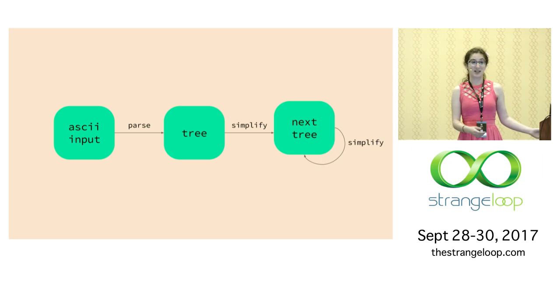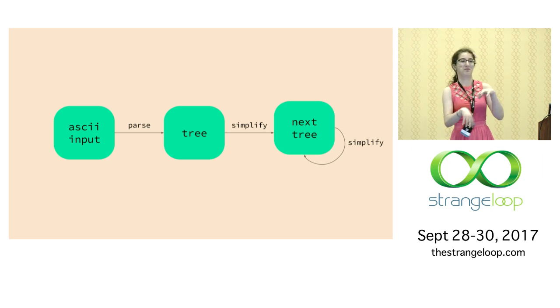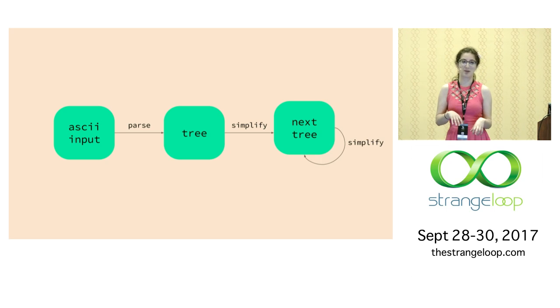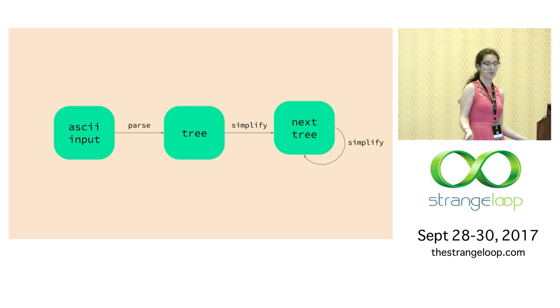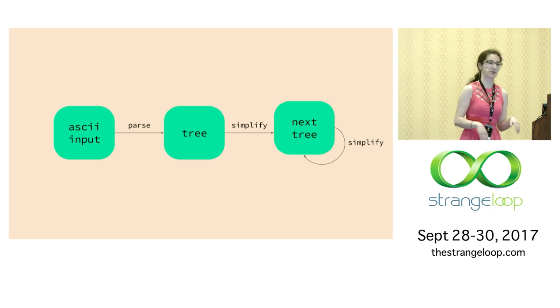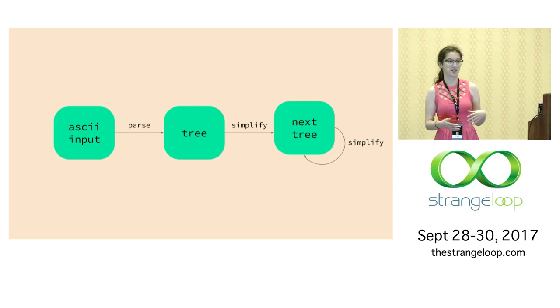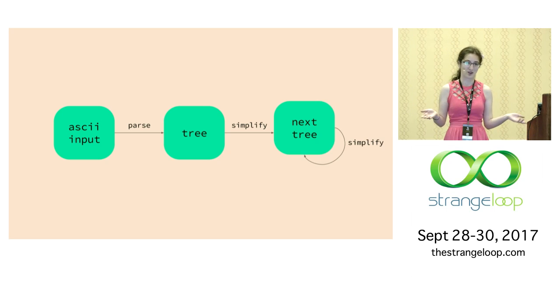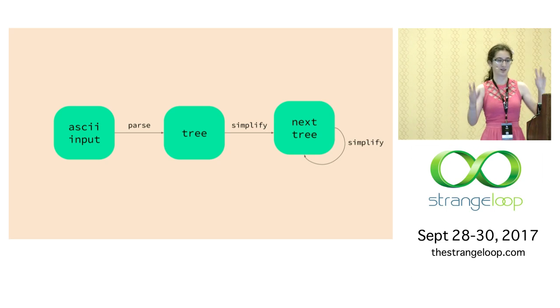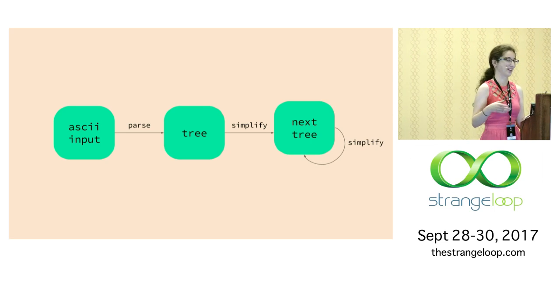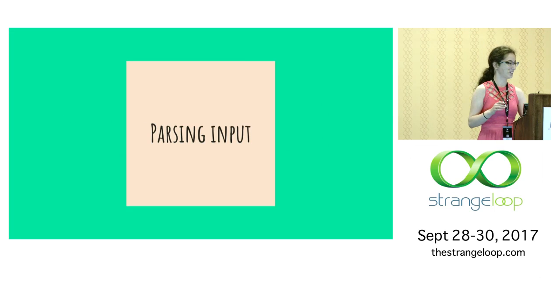So the input is ASCII math, just letters and numbers and symbols that you can type out on the keyboard. That's parsed into a parse tree, and then you iterate over that tree a bunch of times, applying a bunch of different possible simplifications, and then at some point you decide that there's no more simplifications that can be done, and then we say that we've reached the most simplified form, which again, all these things are kind of arbitrary, but we'll get into that.